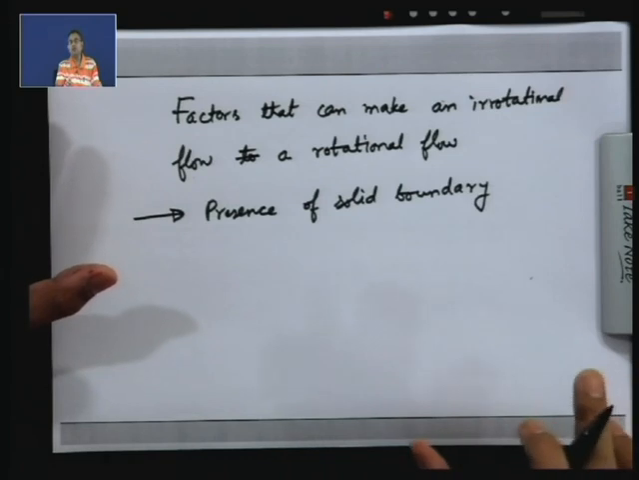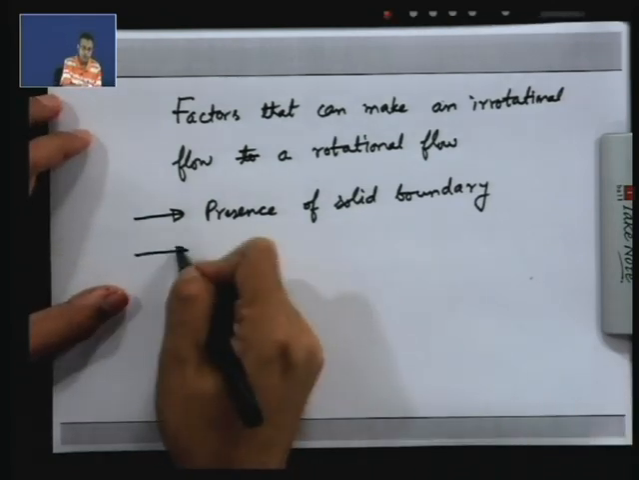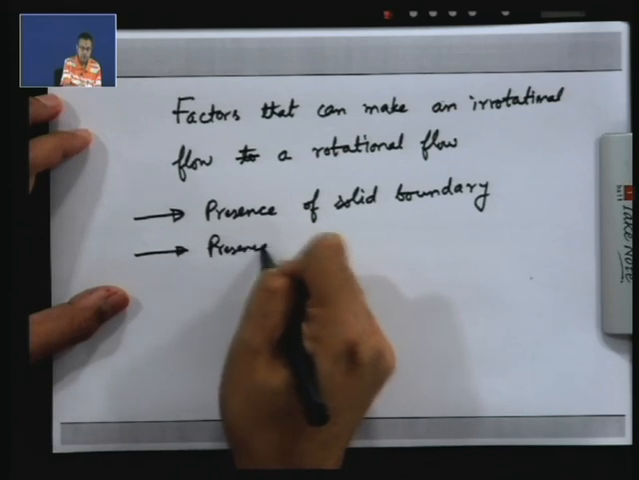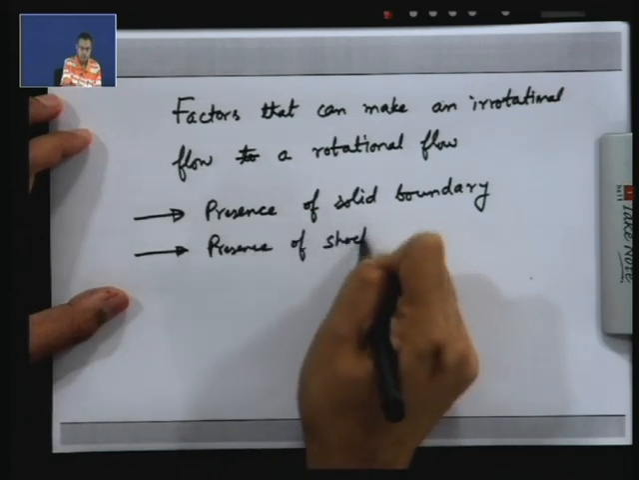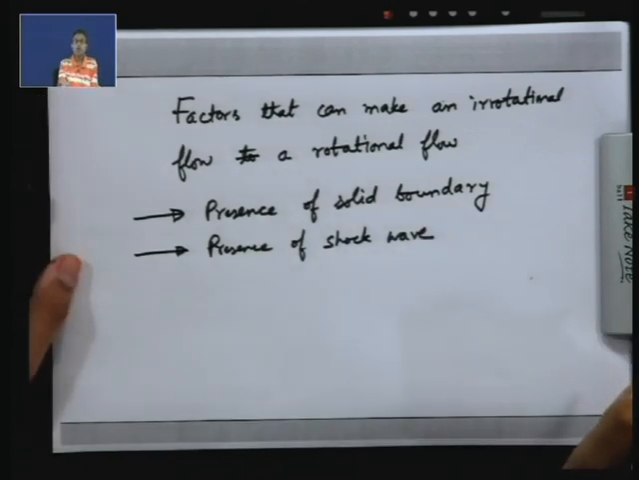So even if the flow was originally irrotational, because of the presence of the wall, the solid boundary, because of viscous effect associated with that, the flow tends to become a rotational one. Then presence of shock wave. A shock wave represents a discontinuity in a compressible flow field. So across the front of a shock wave there are strong discontinuities of fluid properties, and that can make an irrotational flow a rotational one.